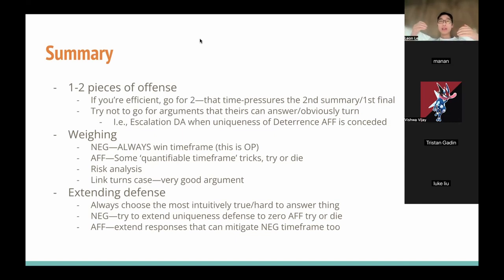So for example, if there were two conceded impacts, let's say the AF says that great power war is inevitable now from China, Iran, Russia, North Korea, etc., all across the globe.